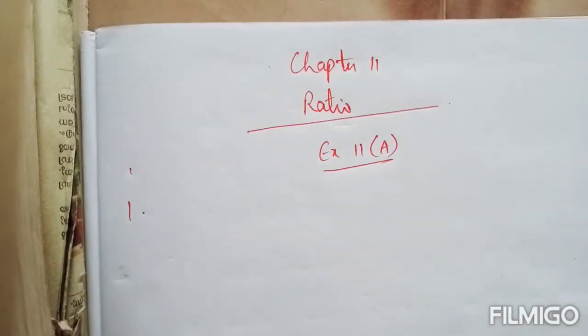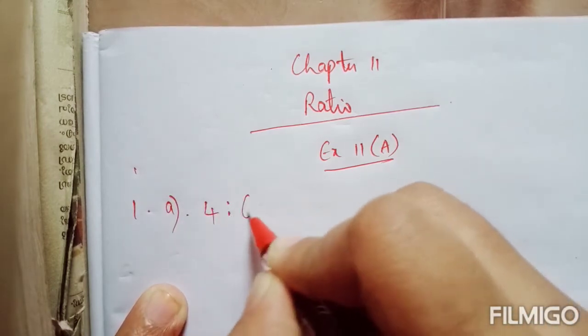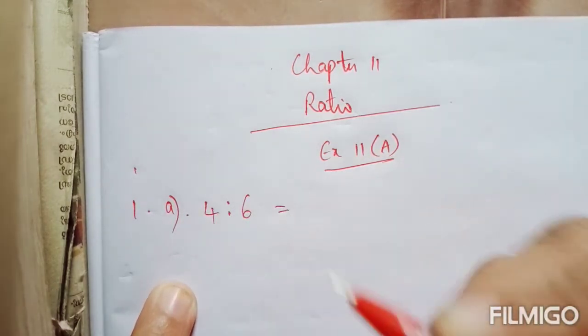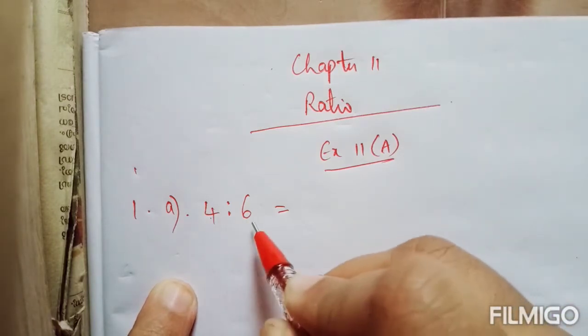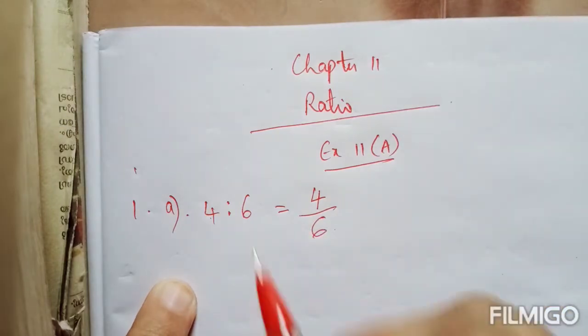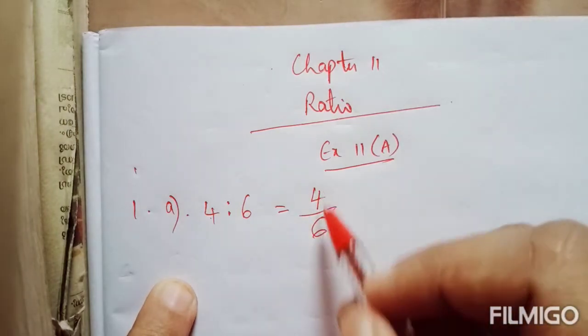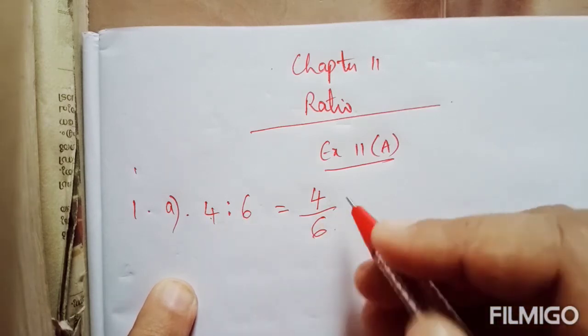Now let us do exercise 11A. First question, express each of the following ratios in its simplest form. A, 4:6. We have to write this ratio in simplest form. So 4:6, we can write it as 4 by 6. X:y, we can write it as x by y. Similarly, 4:6, we can write it as 4 by 6.